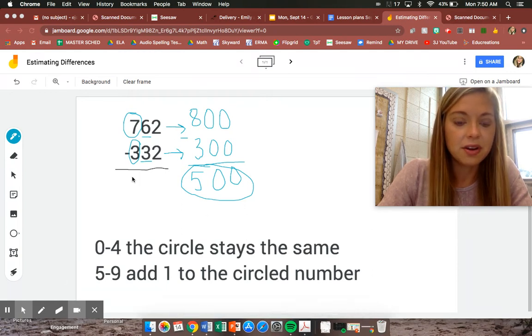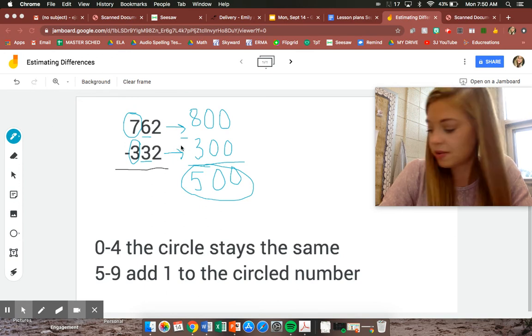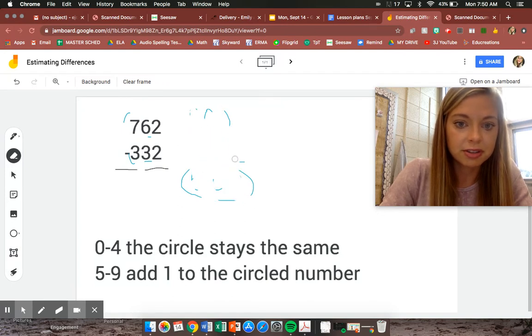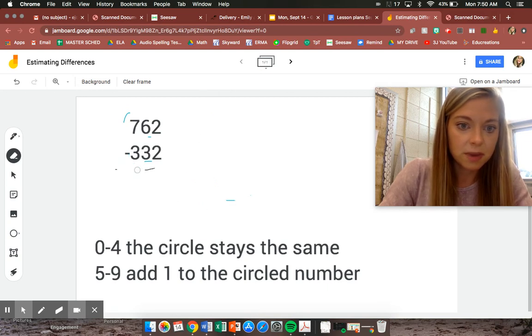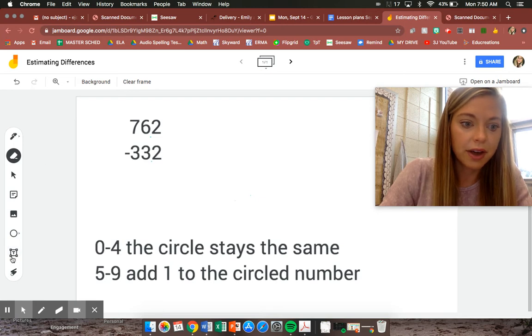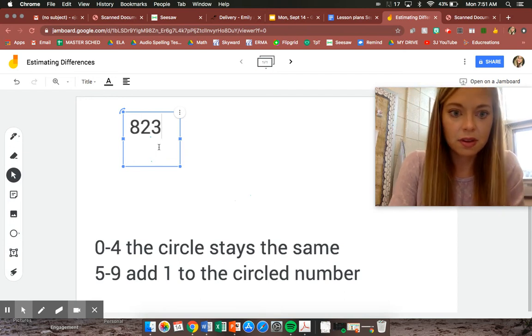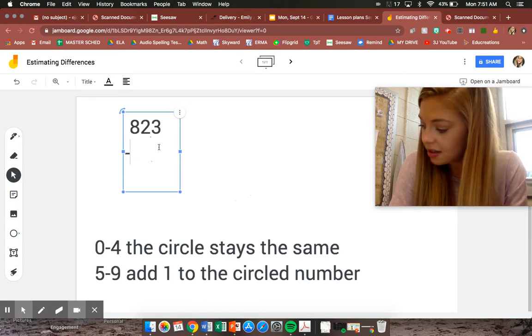Okay, so we are going to do number 3 together. So I'm going to erase this. It's a little bit tricky to erase on this because it's not a very big eraser. So just bear with me. So you should be looking at number 3 on your paper. Okay. I'm going to erase this problem. And number 3 says 823 minus 242.